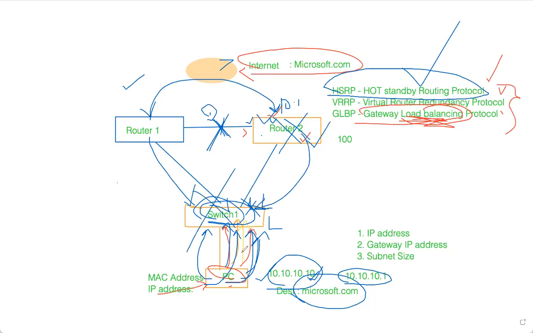Routers can no longer go to Microsoft.com. To avoid this, we will put one more link here and bundle them in a port channel. Always remember, when you are running HSRP or VRRP between your layer 3 devices, use a port channel. That way, even if one link goes down, you have another link backing you up.